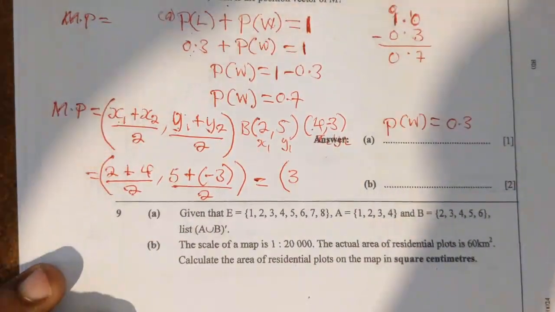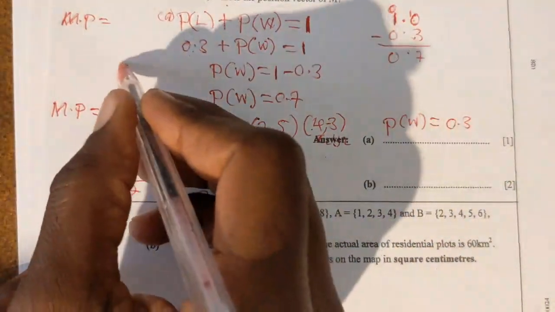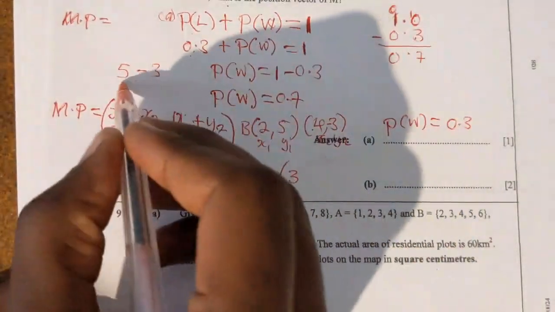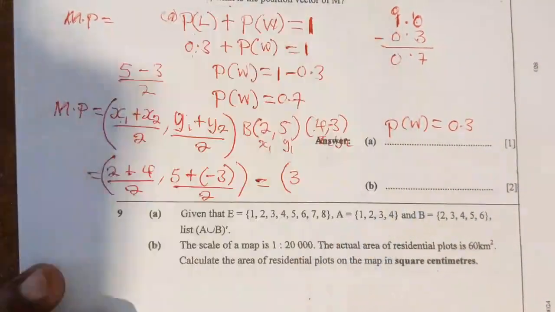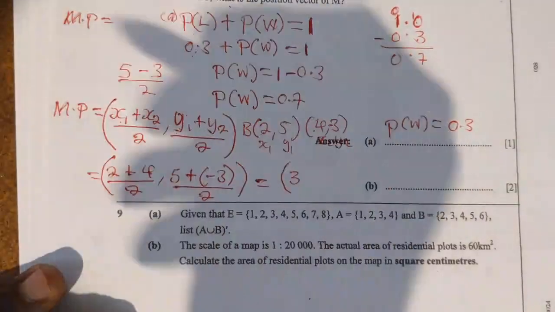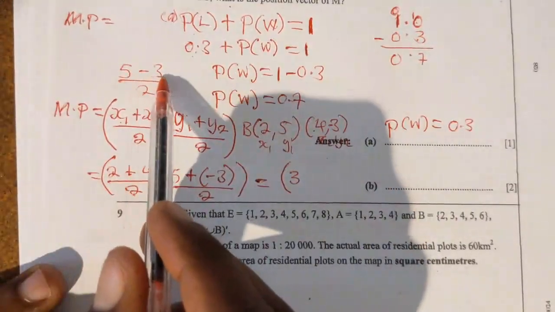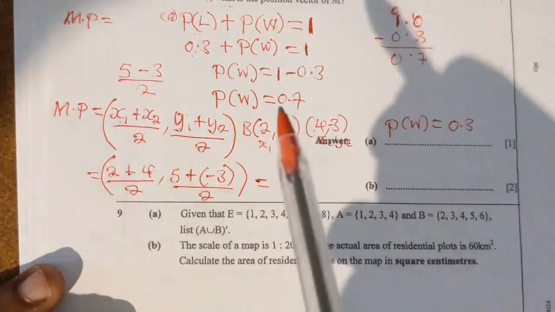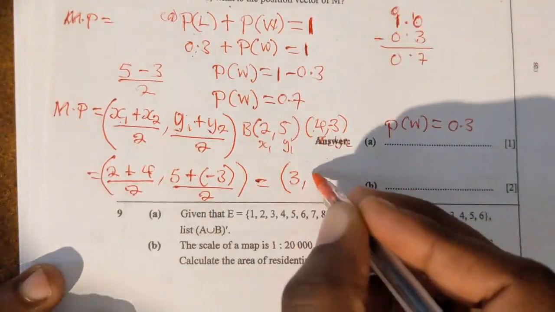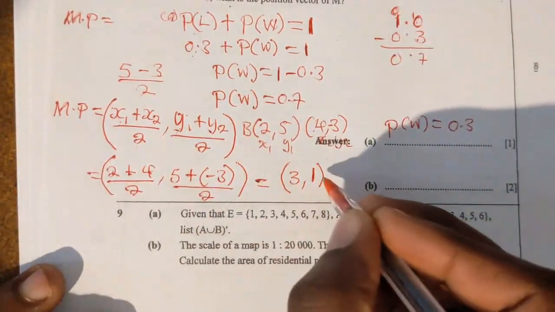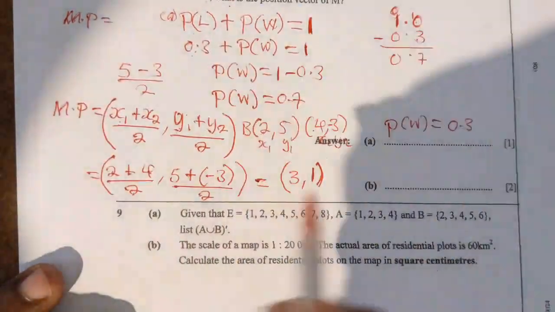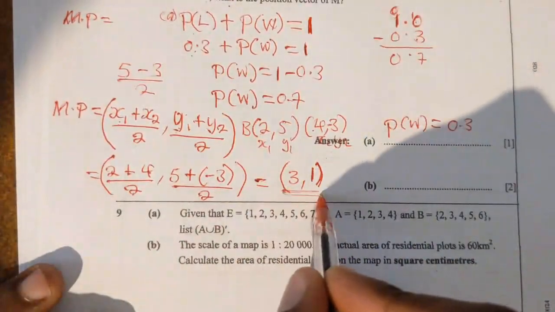It is negative. So we have 5 minus 3, then it's divided by 2. 5 minus 3 is actually 2, then 2 divided by 2 is just 1. So we have comma 1. So this is the midpoint that we have here.